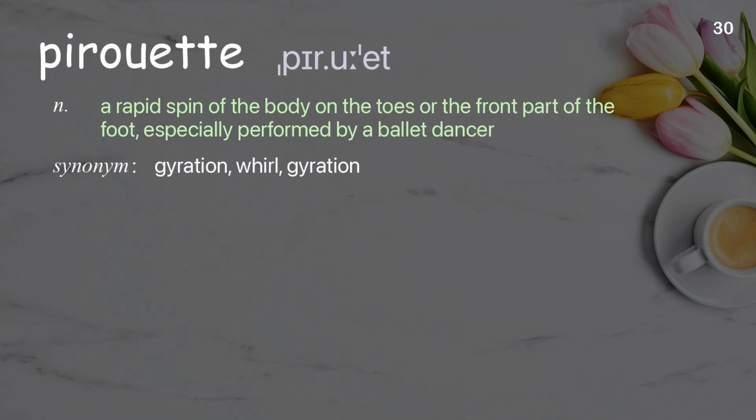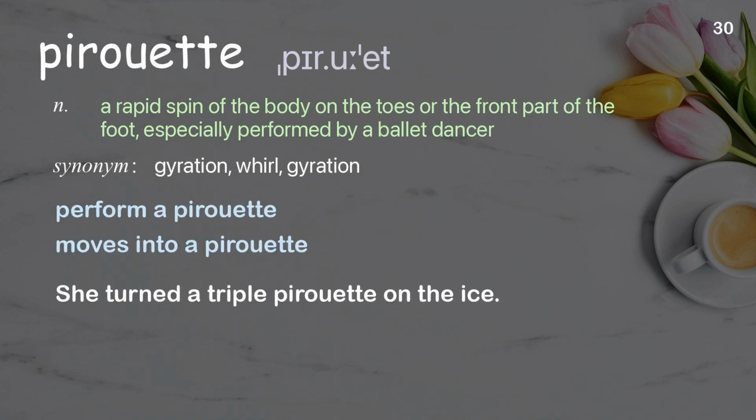Pirouette. A rapid spin of the body on the toes or the front part of the foot, especially performed by a ballet dancer. Examples: Perform a pirouette. Moves into a pirouette. She turned a triple pirouette on the ice.